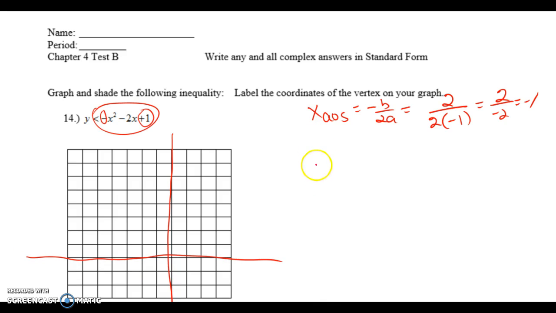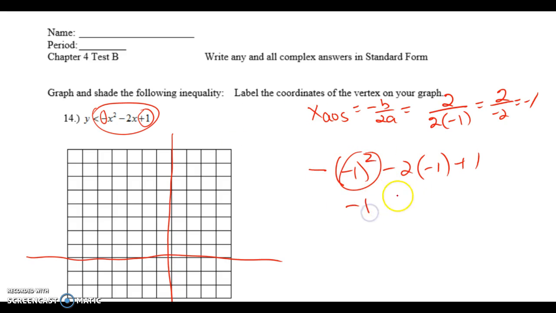Let's figure out what the vertex is. Negative of negative 1 squared minus 2 is negative 1 plus 1. Well, negative 1 squared is 1, right? So negative 1 plus 2 plus 1 equals 2. So my vertex is negative 1, 2. All right. Here's my negative 1, 2. I know this opens down. My y-intercept is 1. Can mirror that.